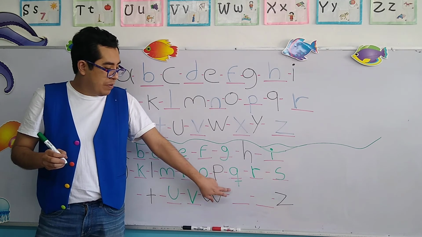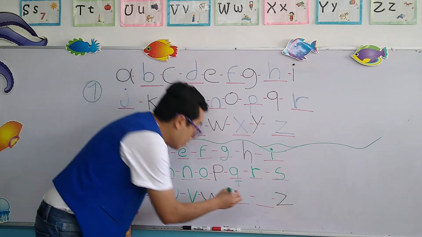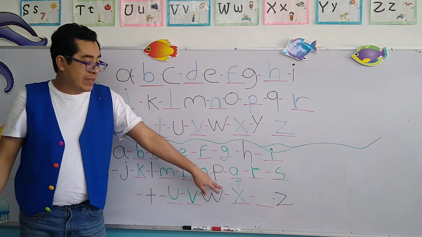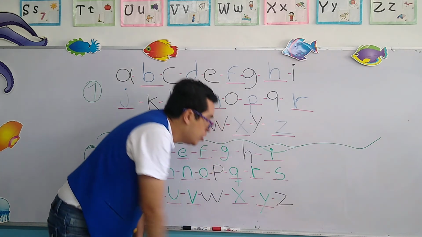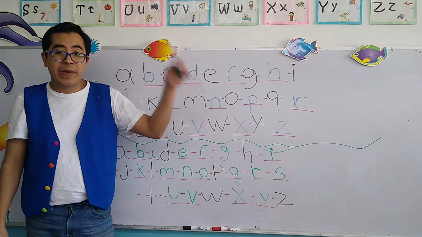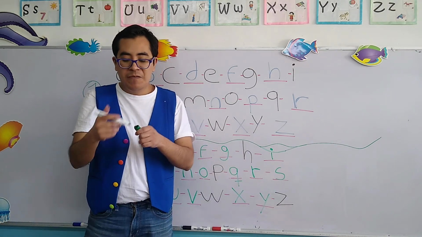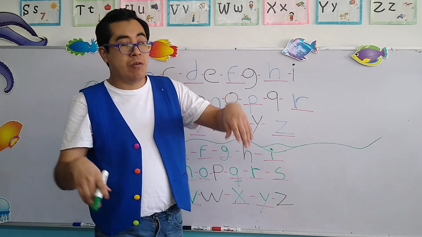After small W, small X of X-ray fish. And after small X, small Y of Jack, of Jojo. And finally, the last letter of the whole alphabet, small Z of zebra, of zombie. Remember zombies?